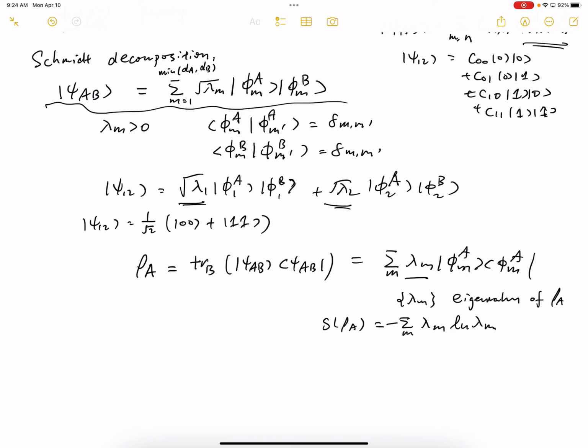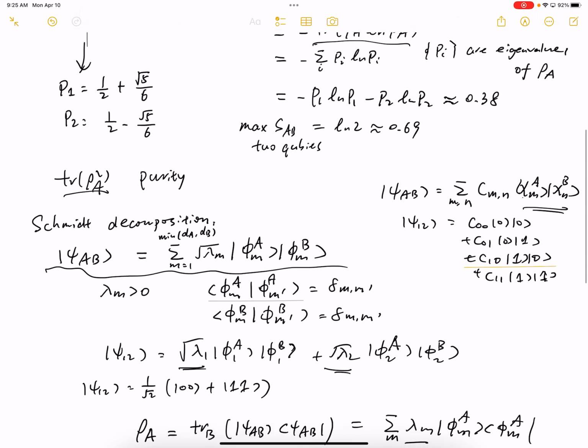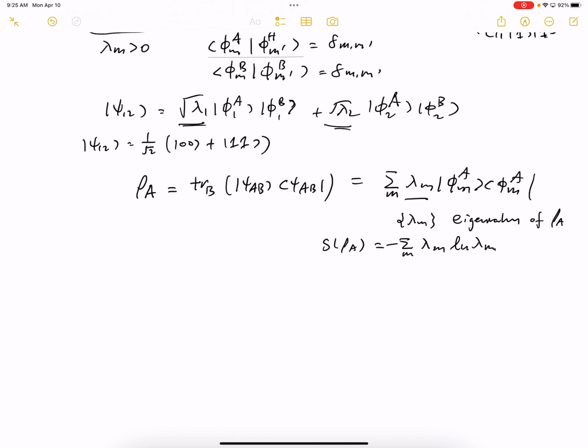Right? And this also tells you a way to do the Schmidt decomposition. If you do it the opposite way, you first find the reduced density matrix rho A, and then calculate its eigenvalue decomposition. You find its eigenvalues and eigenvectors. Those will directly give you lambda M and phi A's. So that's the other way to do it. So if you have a generic state and you want to find the Schmidt decomposition, just first calculate the reduced density matrix and then its eigenvalue decomposition.